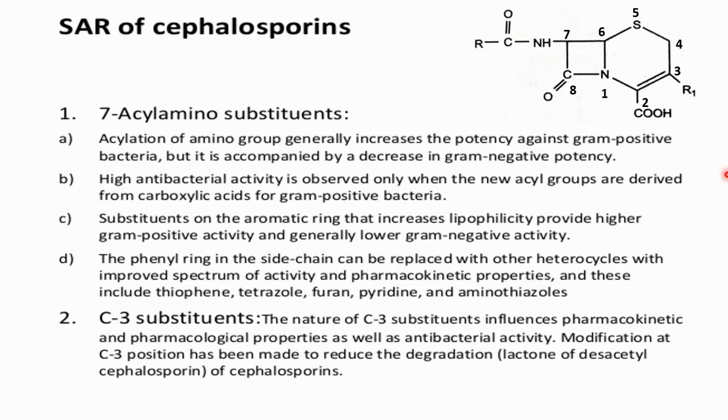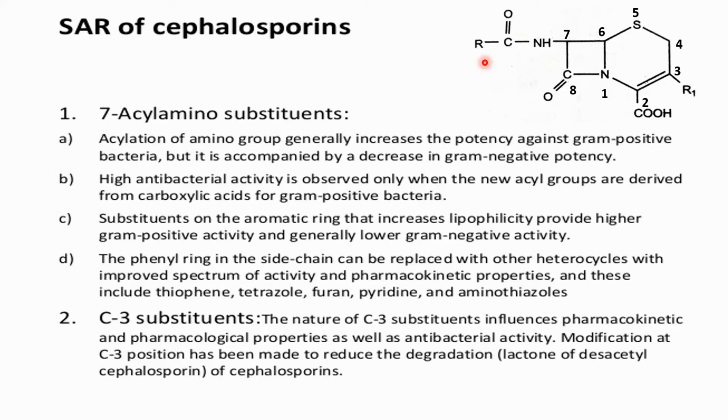Here we are going to study SAR one by one, in which first we discuss the 7 acyl amino substituents. This is the 7 acyl amino side chain. If different functional groups are substituted in place of R, how are they going to affect the biological activity of this cephalosporin derivative? Let's discuss point by point.